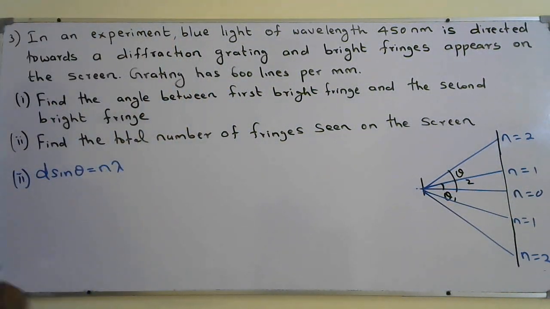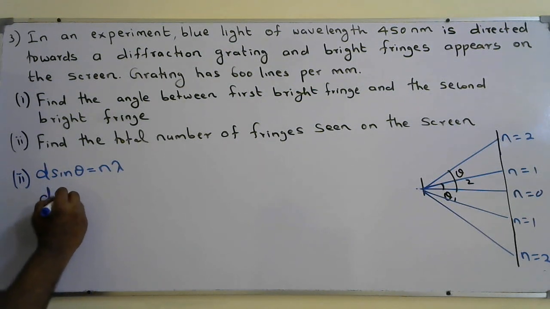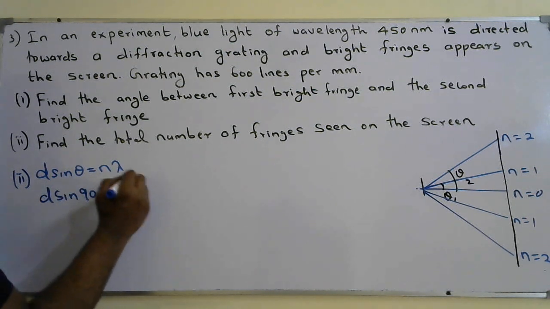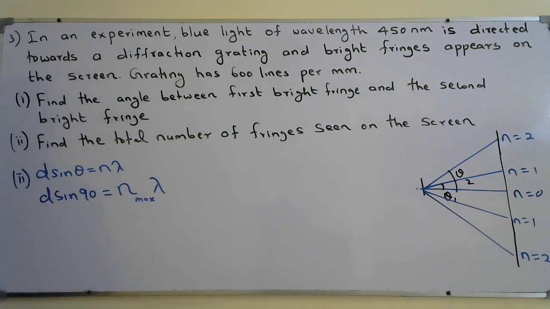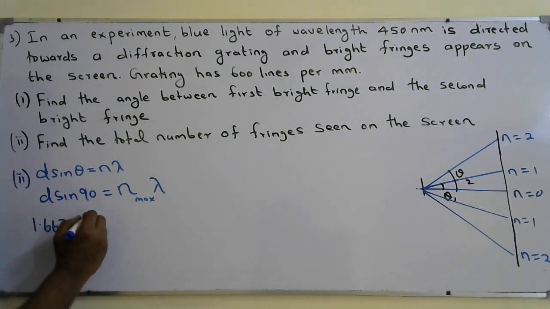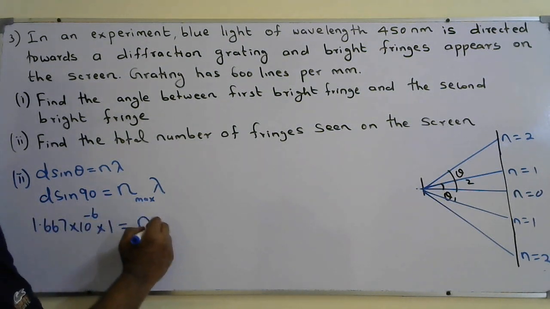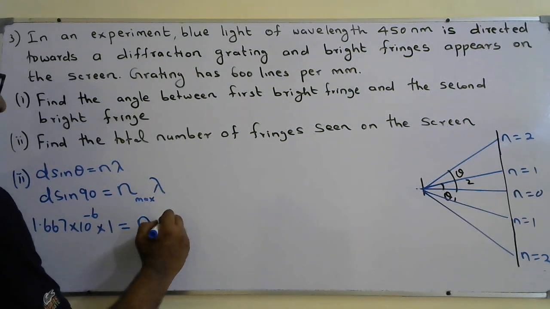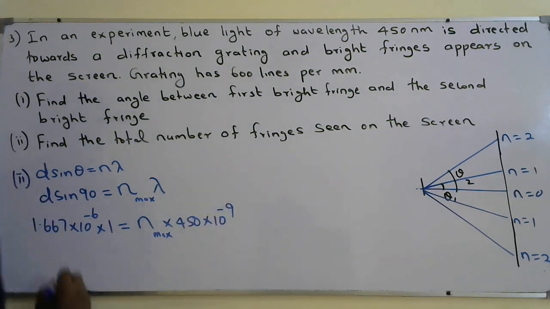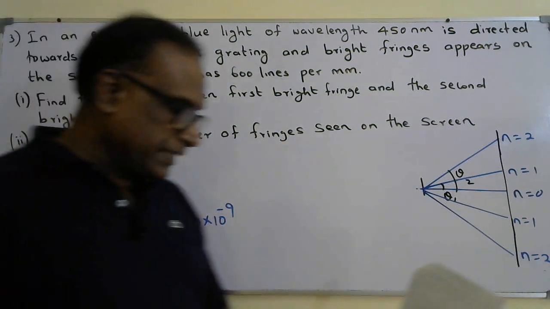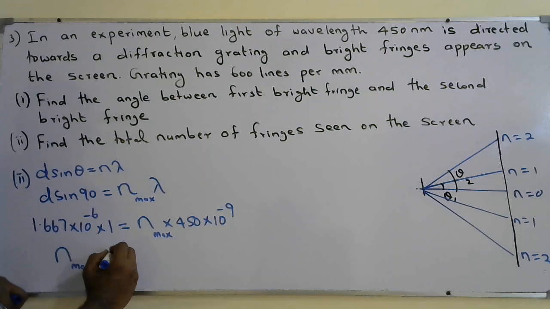So theta equal 90. We take d sine 90 to give the maximum order n. Maximum order occurs when theta equal 90. Okay, we'll calculate now. d we already calculated, 1.667 times 10 to the power minus 6, sine 90 equal n max times lambda, 450 times 10 to the power minus 9. So n max, the maximum order that could be created on the screen, becomes 3.70.